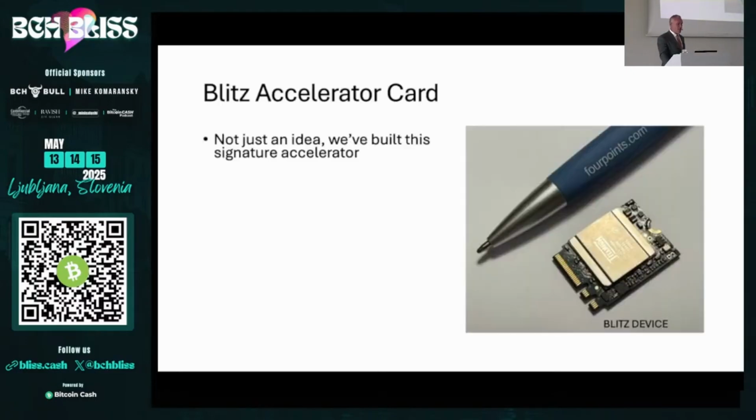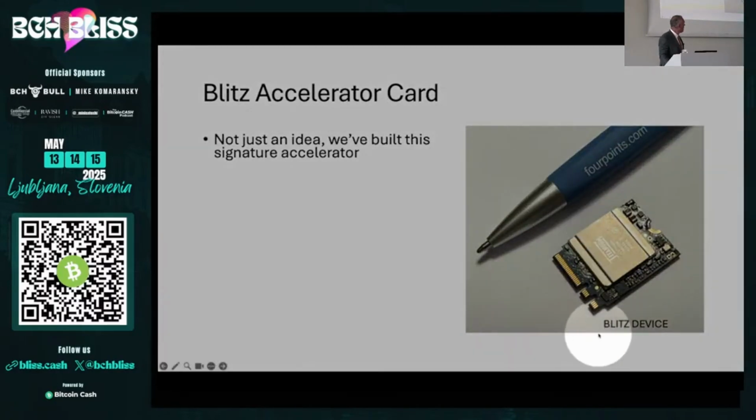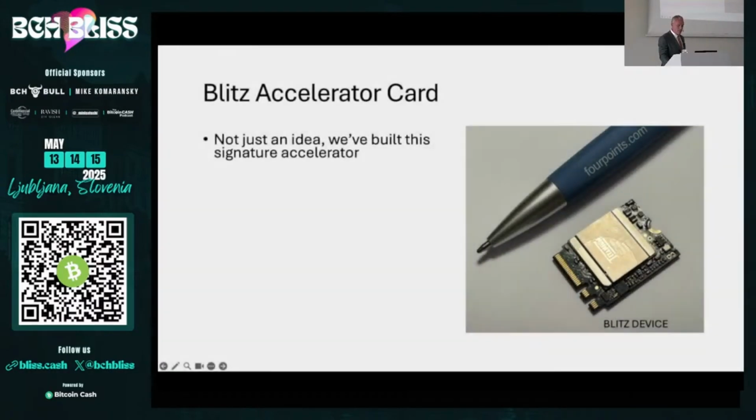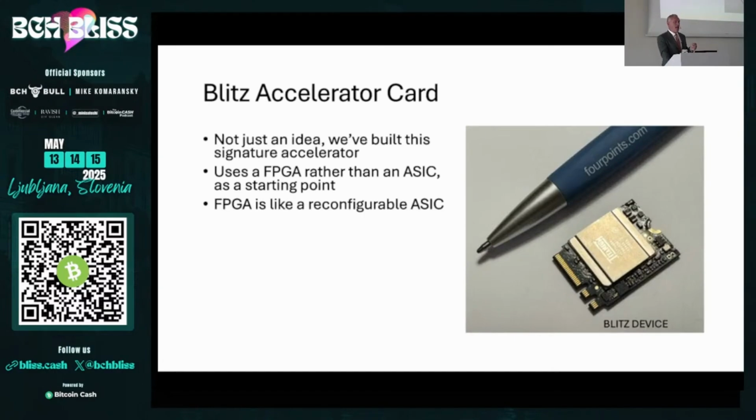So this is not just an idea. We've actually built a signature accelerator. We call it Blitz, and I have a picture of it right here. It uses an FPGA rather than an ASIC as a starting point, and that's pretty normal. Normally you use an FPGA to prove your design before you go on to fab an ASIC. An FPGA is like a reconfigurable ASIC. It stands for Field Programmable Gate Array.